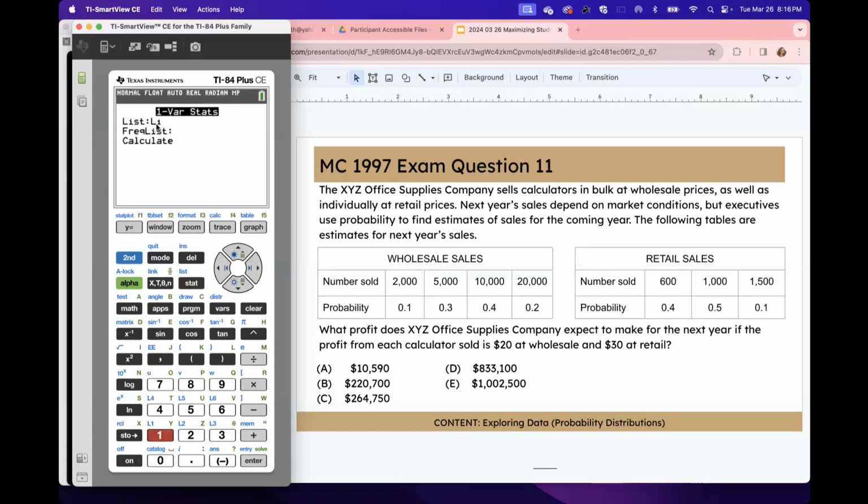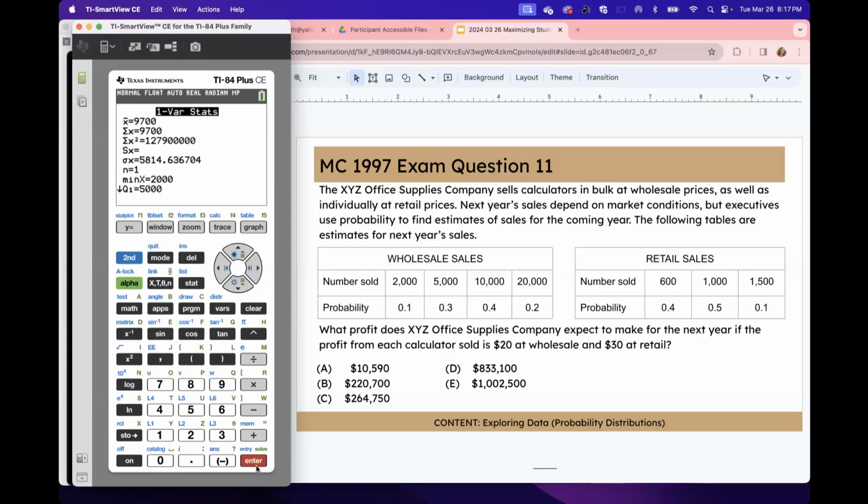Where my data is in L1, that's already there for me. This is where this frequency list comes in handy. I don't have frequencies, but I have the probabilities for each of these values in L1. So this is my L2 list. To get L2 very quickly, you hit second and then the number 2. They made it very easy to get those names of those lists up there for us. And then when we calculate, remember, we wanted to know the expected sales for the wholesale sales. That's what X bar is, your average. In this case, you can expect to sell about 9,700.